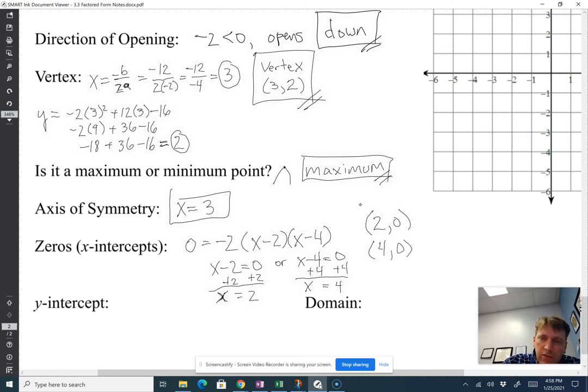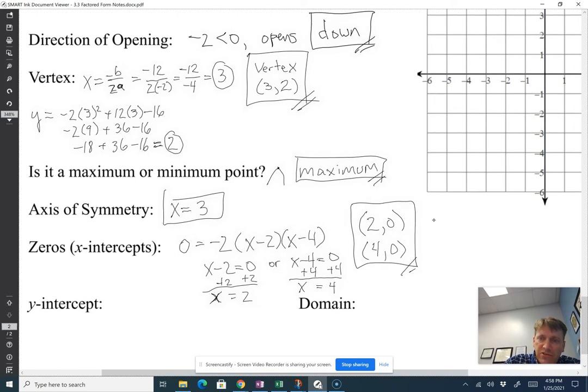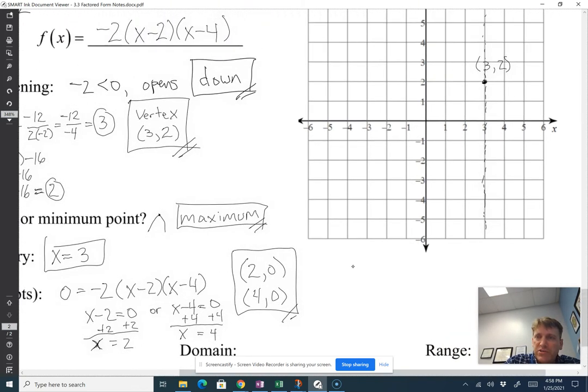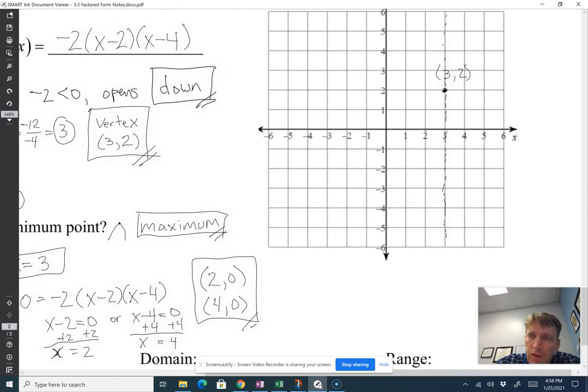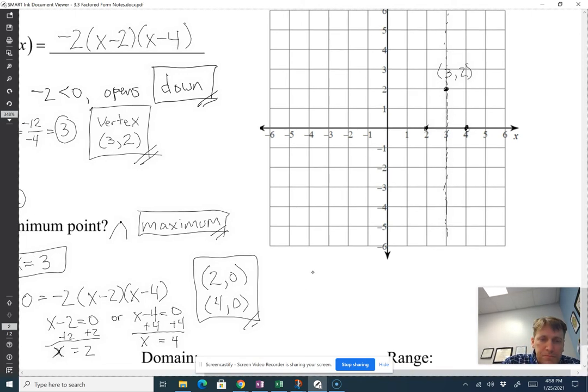So let's go ahead and graph them. 2, 0, and 4, 0. There's 2, 0, and here's 4, 0. And it's nice again because we see that they're equal distance on both sides of the axis of symmetry, which is what we would expect.